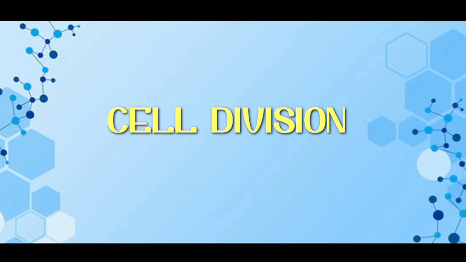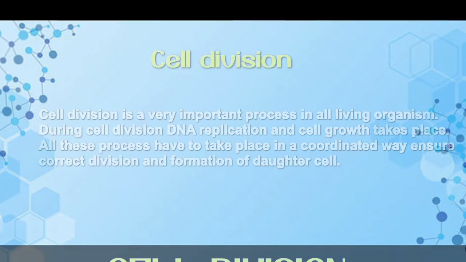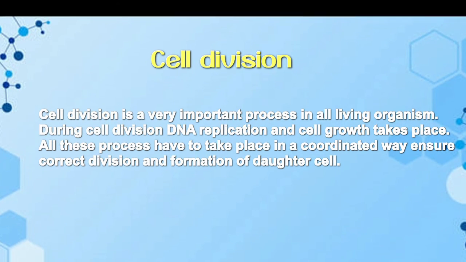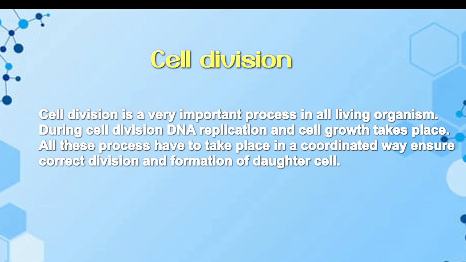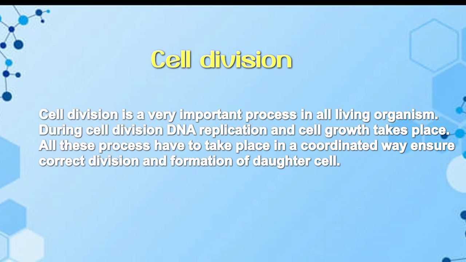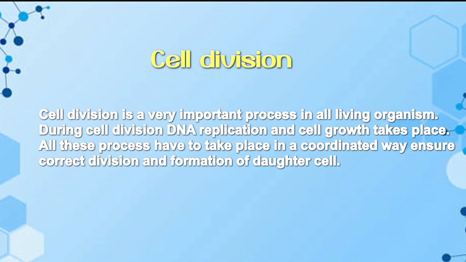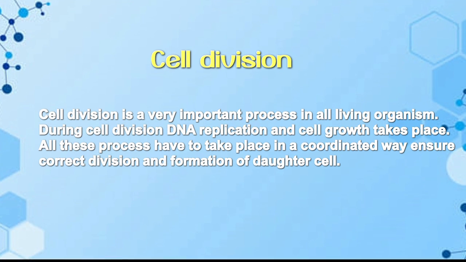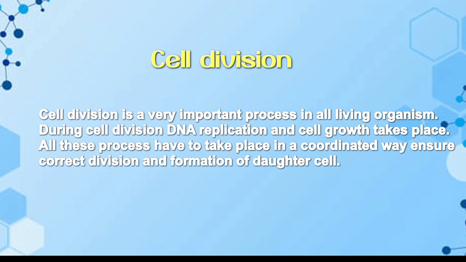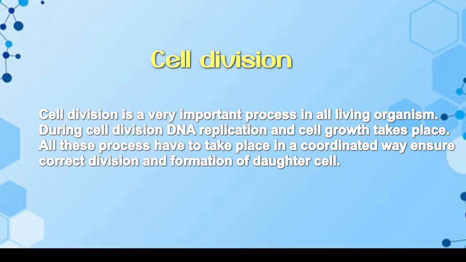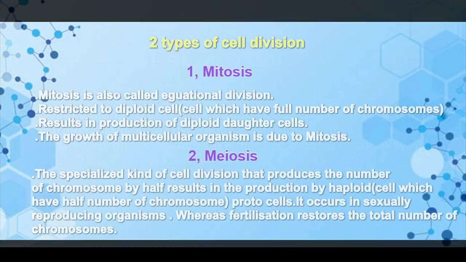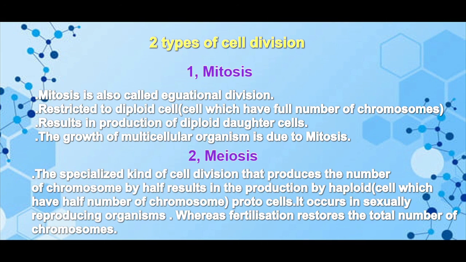Cell division. Cell division is a very important process in all living organisms. During cell division, DNA replication and cell growth take place. All these processes have to take place in a coordinated way to ensure correct division and formation of daughter cells. Two types of cell division, mitosis and meiosis.